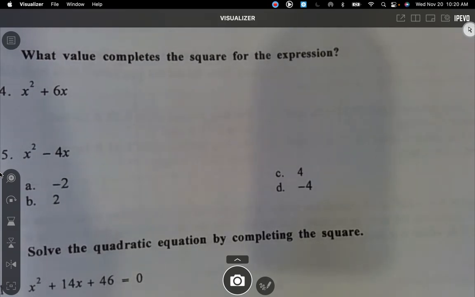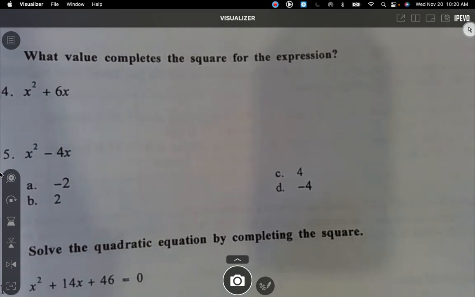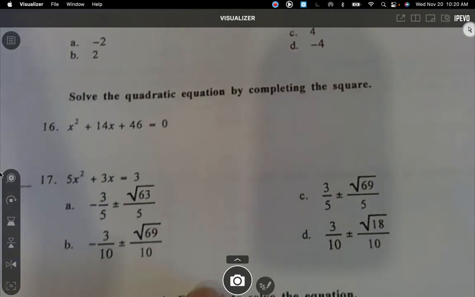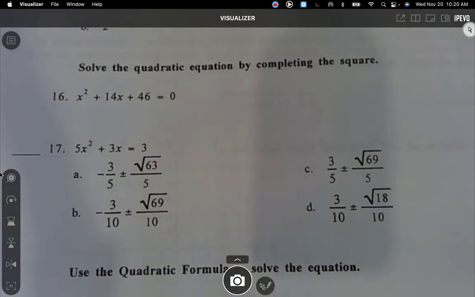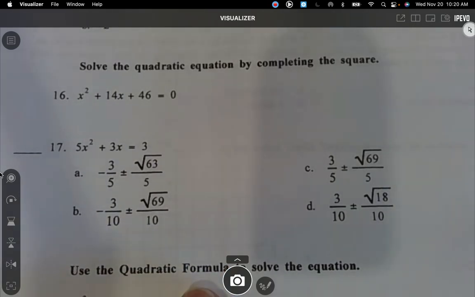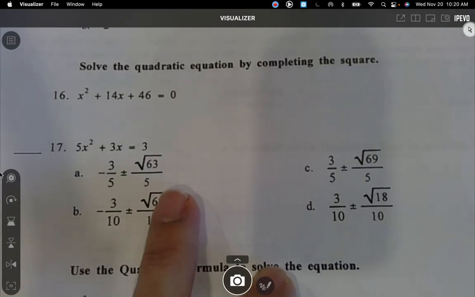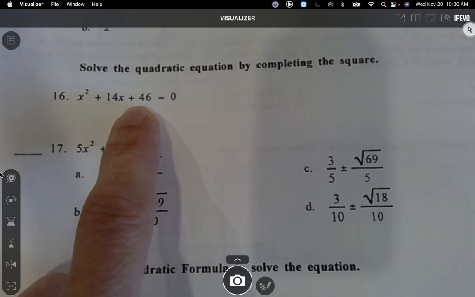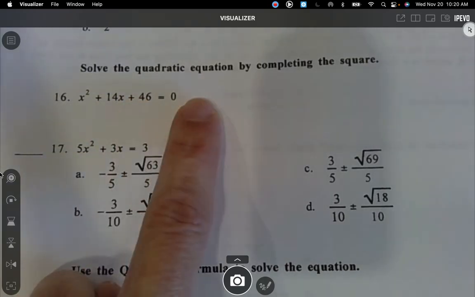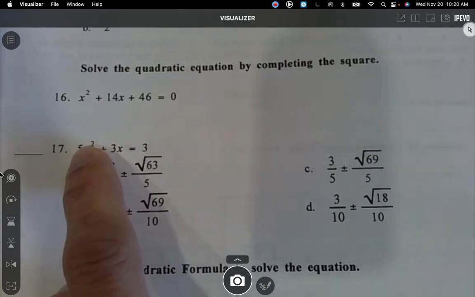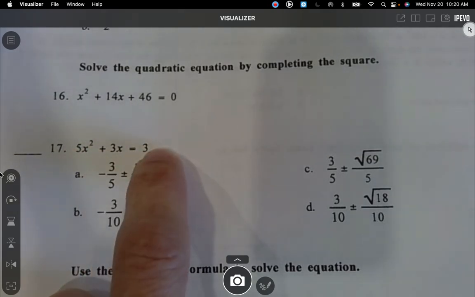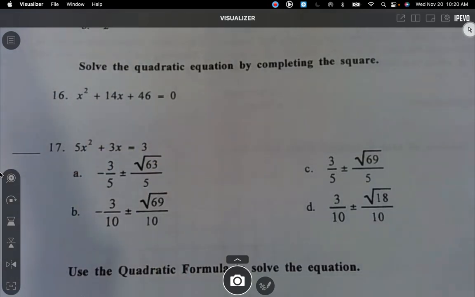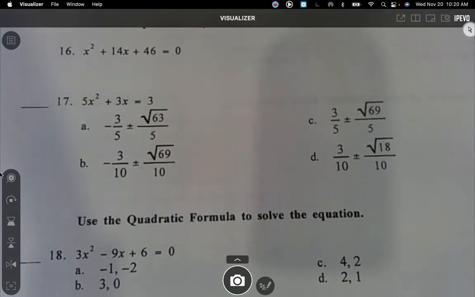Okay, this one, it says solve by completing the square. I'm looking at number 17. Okay, I think that's the one I'm looking at. Oh, quadratic. Actually, it looks more like 16 because you would have to move the 46 over, okay? But actually it's set up like 17. It's weird. All right. So, what you have to do, look, let me just reset up number 17. This is what theirs looks like. Let's look at number 17. But this is how they started off.